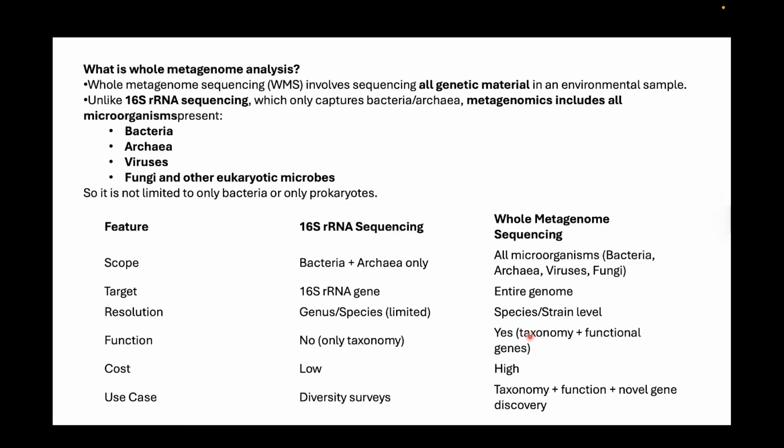sequenced. Now of course the whole metagenome sequencing has a high cost because it also screens for all the functional genes. And what is the use of such a sequencing based method? For knowing the community composition or diversity surveys, 16S rRNA sequencing is enough, but for taxonomy, functional analysis, and novel gene discovery, whole metagenome sequencing has to be used.